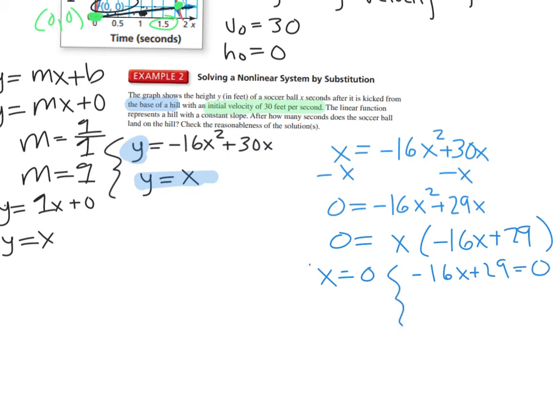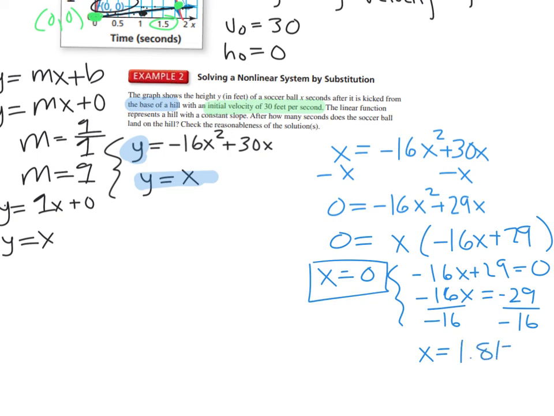And so this first one is already solved for you because there's really no need to go any further than that. But this next one needs some doctoring up. So we have negative 16x is equal to negative 29. We're going to divide by negative 16 on either side. And so that's going to give you x is equal to, let me do that in the calculator. And that got me 1.8125. So this right here, ladies and gentlemen, is telling me the location of the other intersection.